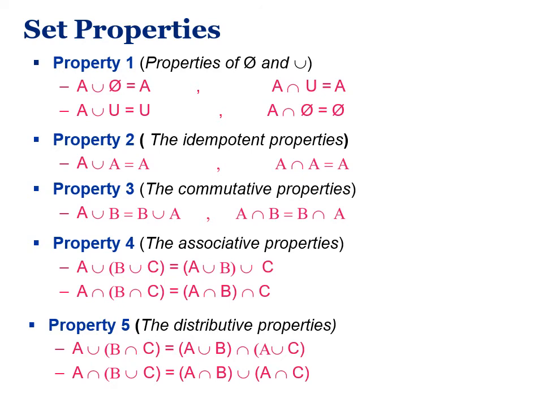Next, you have distributive properties. A union of the quantity B intersection C will be A union B intersect with A union C. Another one, A intersection of the quantity B union C will be A intersection B, union with the intersection of A and C.